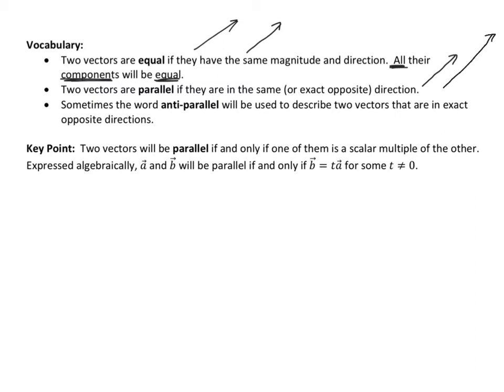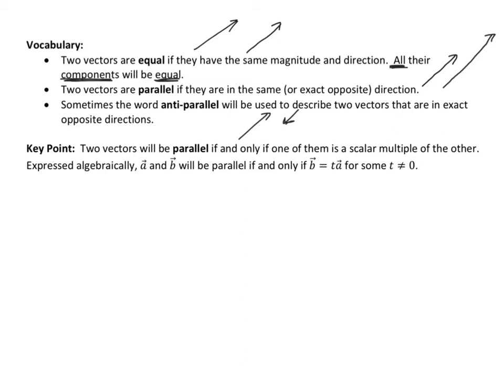You can also have vectors that are like this, where they're kind of in exact opposite directions. These are parallel vectors, but sometimes we use the word anti-parallel to express that, because they're in the same line direction, but they're literally going in the exact opposite direction. So there's a very specific type of parallel where they're anti-parallel to one another.